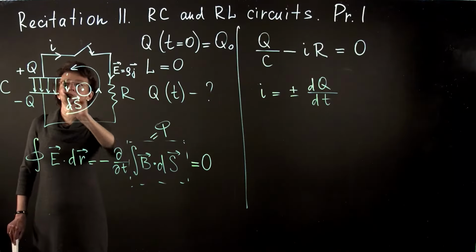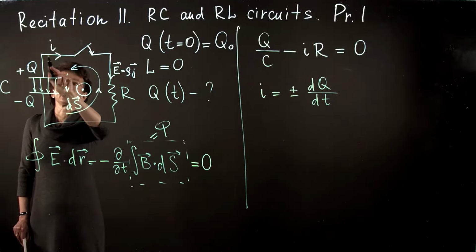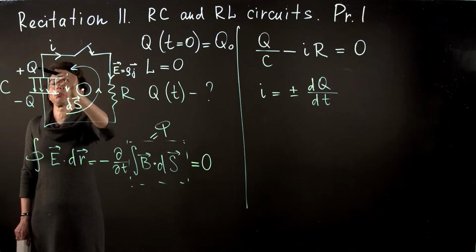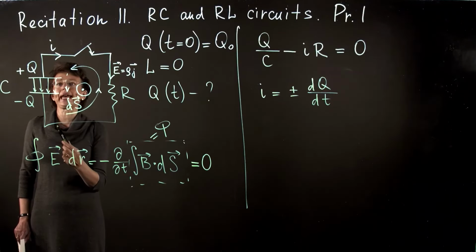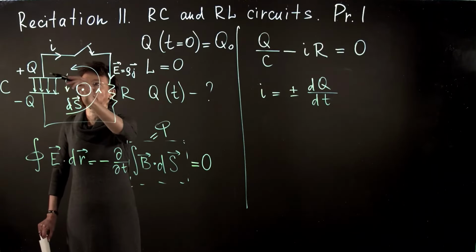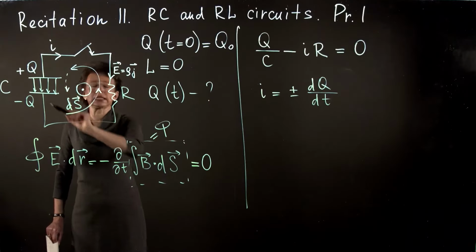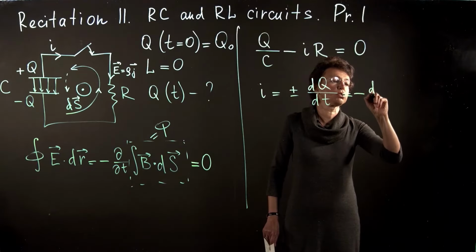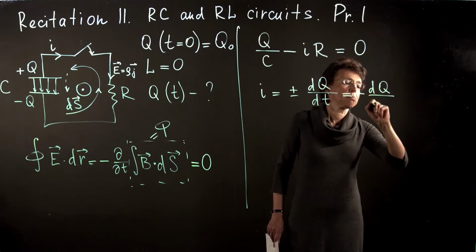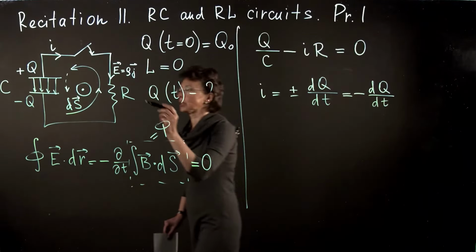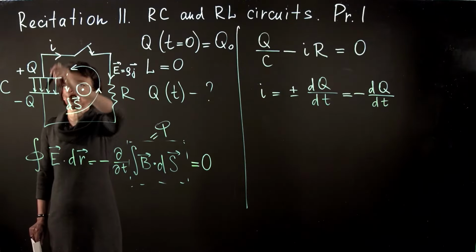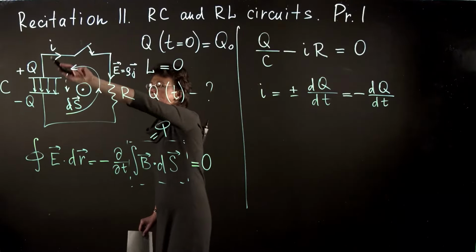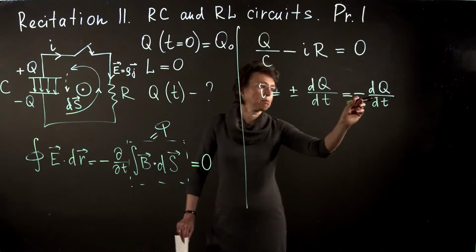With our notations, with our choices, this current is leaving the positively charged plate of the capacitor, which makes the derivative dq dt negative. So this q decreases since current is leaving the positively charged plate. Since the derivative dq dt is negative, we choose minus. When current is flowing towards the positively charged plate of the capacitor, then we choose plus. In our case, the current is leaving the positively charged plate, so minus.